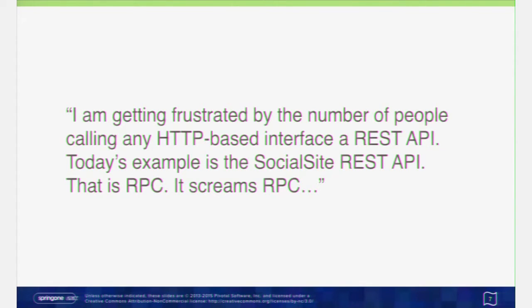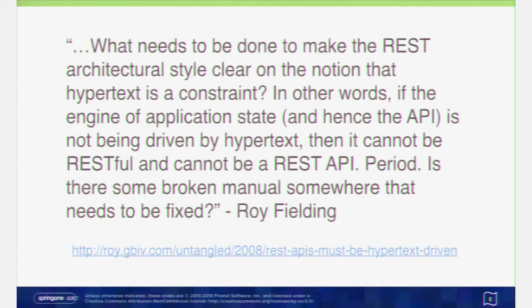So I've got a couple opening quotation marks, or this is one statement by Roy Fielding, the man that wrote the PhD thesis on REST. And he said, "I'm getting frustrated by the number of people that are calling any HTTP-based service or interface a REST API. Today's example is the social site API. It's RPC, it screams RPC. So what needs to be done to make the REST architectural style clear that hypertext is a constraint? If the engine of application state and the API is not driven by hypertext, it cannot be RESTful. It's not a REST API. Is there a broken manual somewhere that needs to be fixed?"